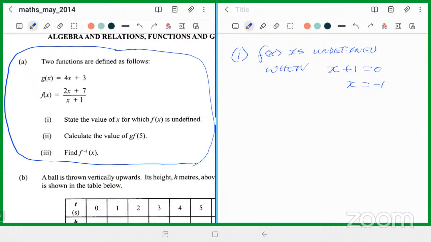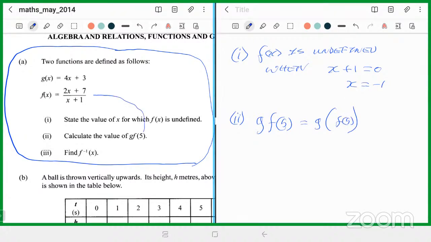Quick and fast. Then they want g of f of 5, part 2. Remember, we have to do the f of 5 first. So this is the same as g of f of 5. How do we get f of 5? By plugging 5 into the f function right here. So it's going to become g of (2 times 5 plus 7) divided by (5 plus 1).